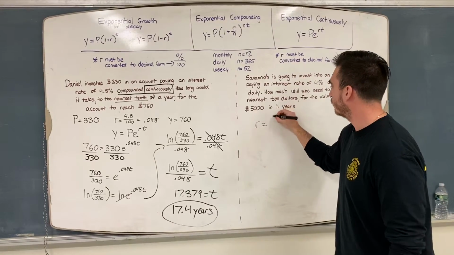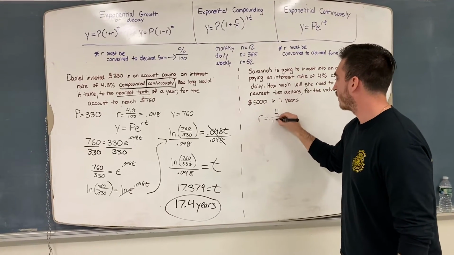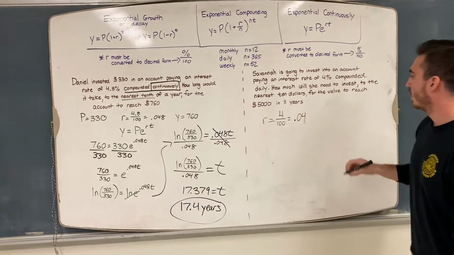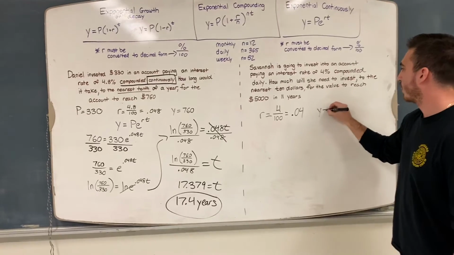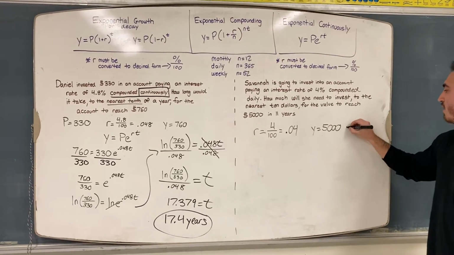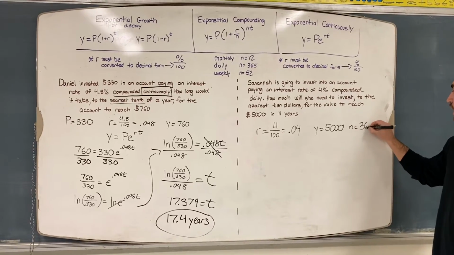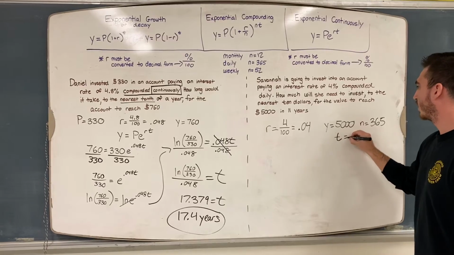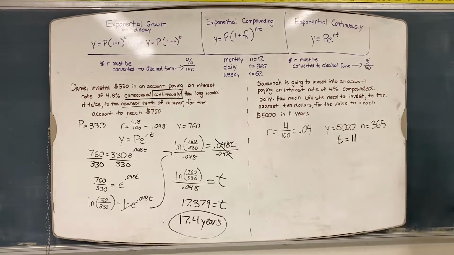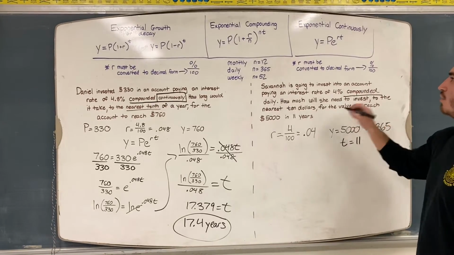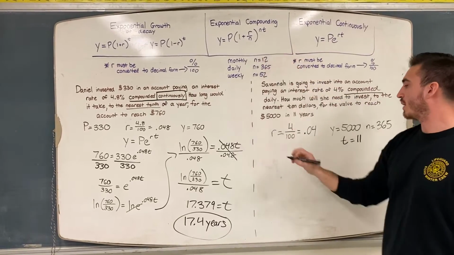So once again, they give us our rate, but we need to convert that. So we got 4 divided by 100. That's going to give us 0.04. They give us our Y value, which is 5,000. They give us our N value, which is 365. And they give us our T, which is 11. So in this case, we are trying to solve for P. And because they say compounded, we are going to be using this formula up here.